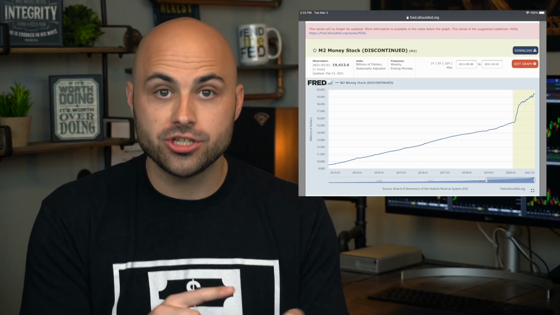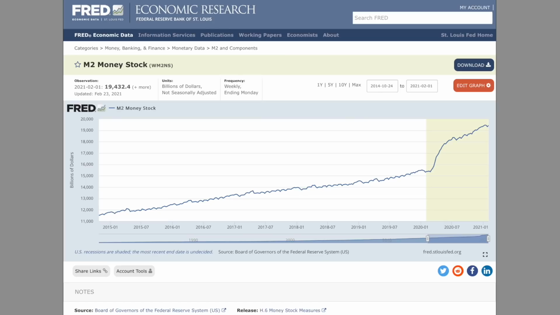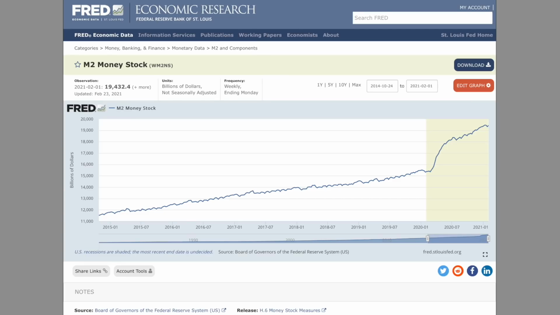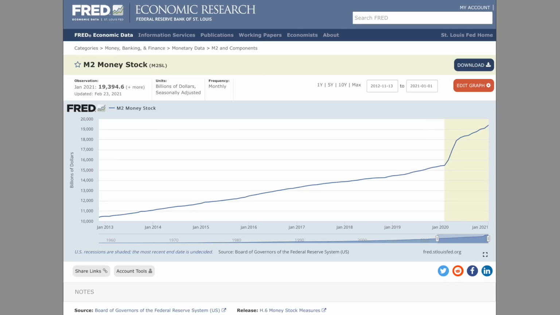Now, what we're going to do is look at two more charts here, and these are the replacements for the old way the M2 is measured. This first one here that we're looking at is non-seasonally adjusted, and this one right here is seasonally adjusted. Now, the only difference between these two is that one of them is smoothed out. You can see here the non-seasonally adjusted line is a lot more volatile. The seasonally adjusted line is a lot smoother.